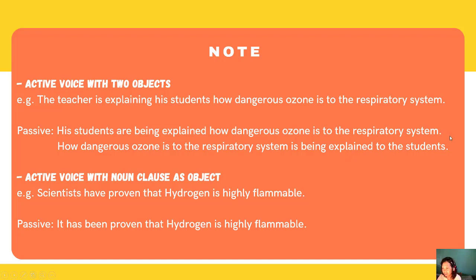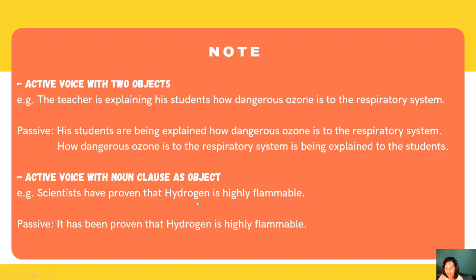You can put by the teacher here, by the agent here, but if you think that it is not important, you may skip it. Usually we don't have to write the by agent here when the subject is a pronoun like he, she, they. But if it is a noun, it's up to you. Do you want to put it here, by agent, by the teacher, or not? It's up to you. And then we have active voice with noun clause as object.